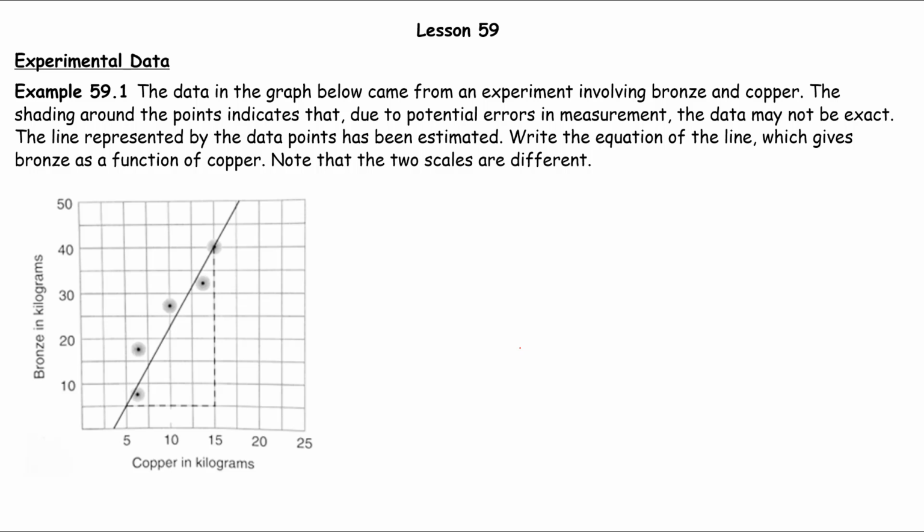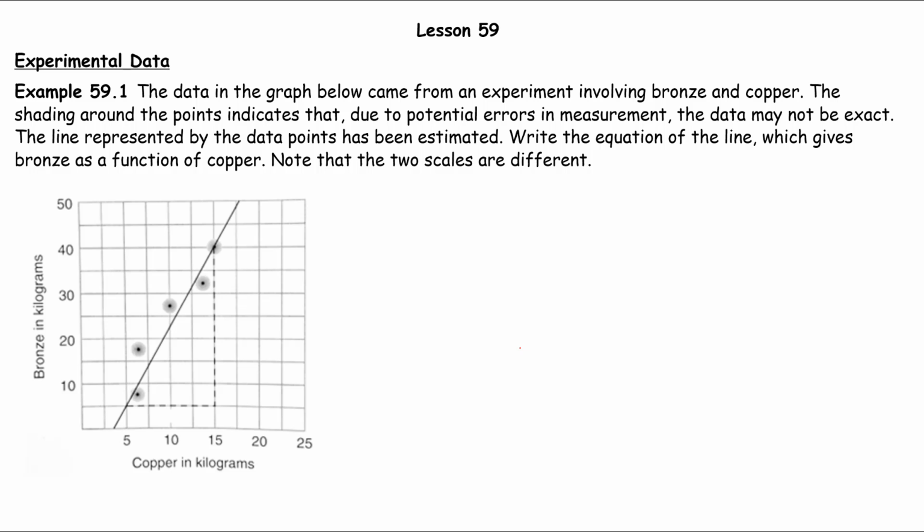And for now, when they give you these types of problems in the book, they will have already drawn the line. So basically all you have to do is find 2 points on the line, find the slope, and find the y-intercept, just like you would do with any other problem where you're finding the equation of a line. And in this kind of problem, you're not going to call your variables x and y. You're going to call them whatever the problem is about.